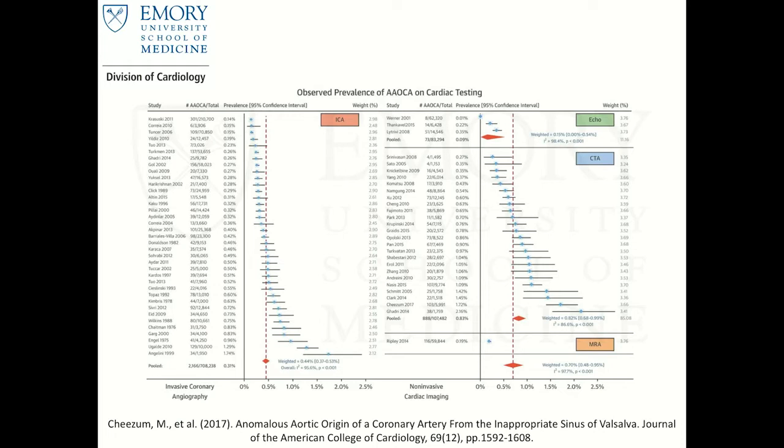One of the things that's important is that these studies are going to be biased on the true prevalence, because all of these patients would have had an indication for these tests, right? These are not asymptomatic patients for the most part. These are patients that either had symptoms or had some reason why they got an invasive angiogram or a CTA, et cetera. Due to that, we still really don't know with absolute confidence what the true prevalence of this disease is.